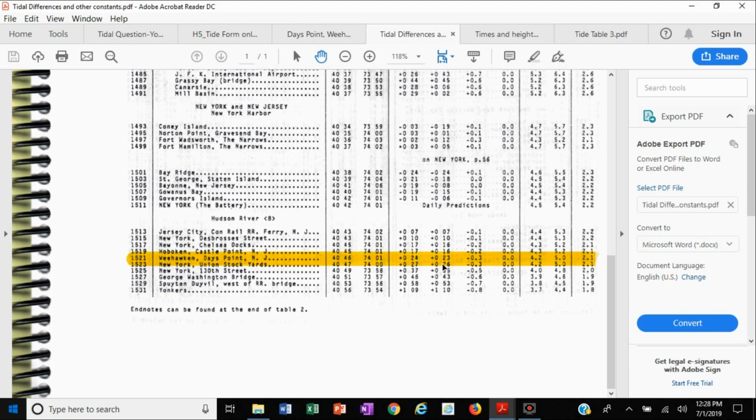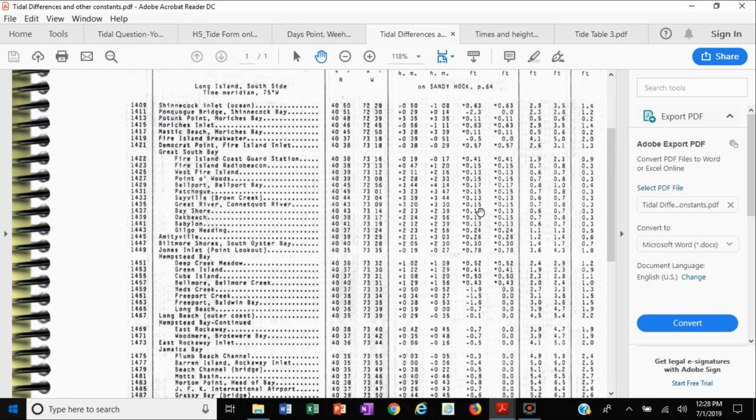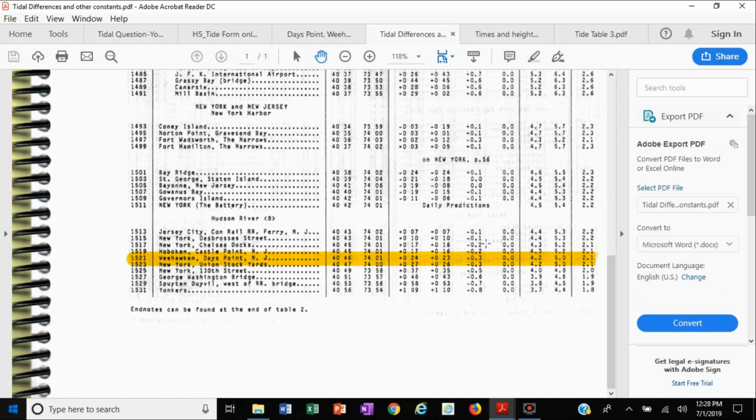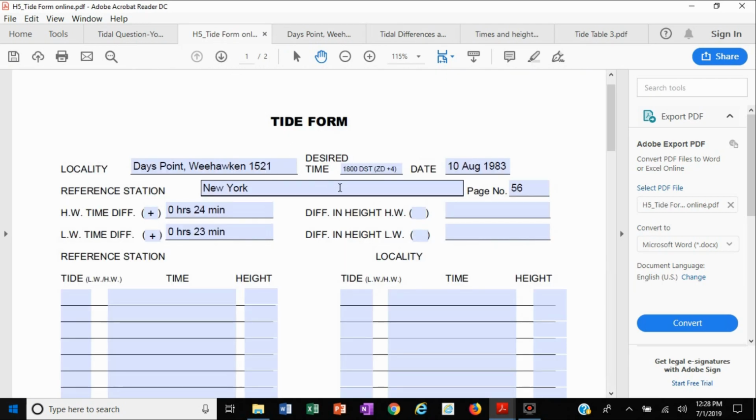And then we come back here and we look at the differences in height for high water and for low water. Okay, so we come back down and we look. Our high water is negative 0.3, and our low water did not change. It's 0.0. So we need to plug those into our tide forms. So this one is a negative 0.3, and this one is no change, 0.0.